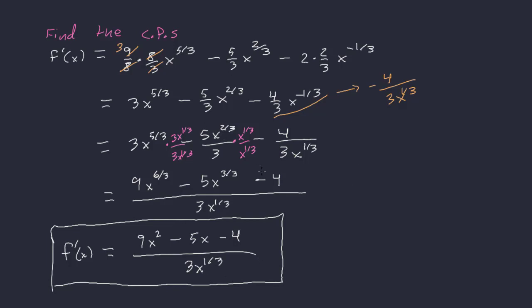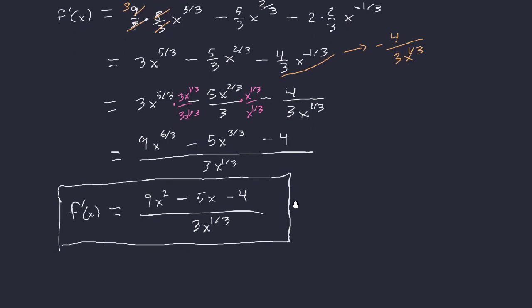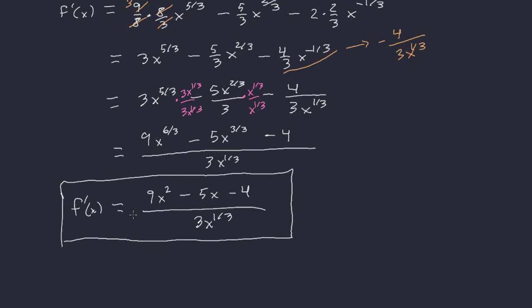So sorry that I had to go back and describe this. For whatever reason, my software wasn't recording when I actually worked through this. Hopefully it's still followable, even though you aren't seeing me write out each step. Okay, so after all this, we get down to this derivative. F prime is equal to 9x squared minus 5x minus 4 all over 3x to the 1/3.